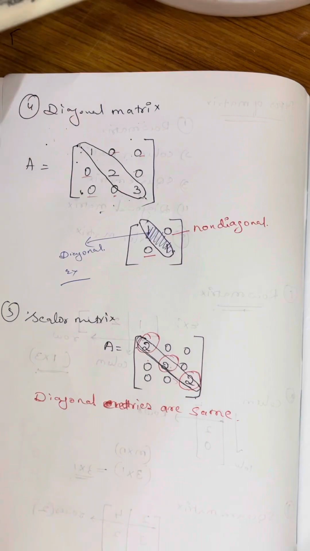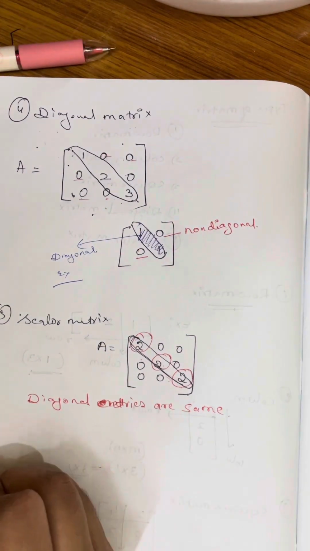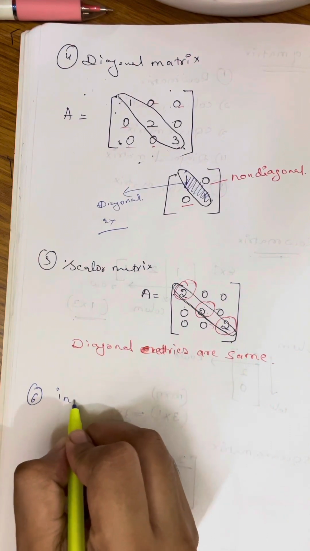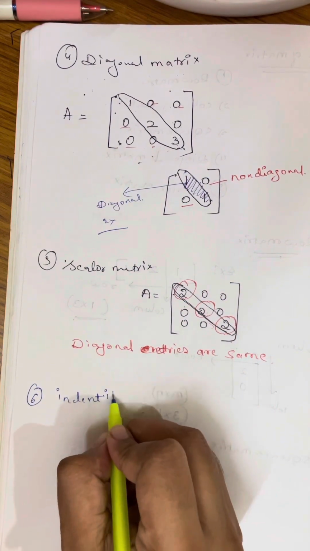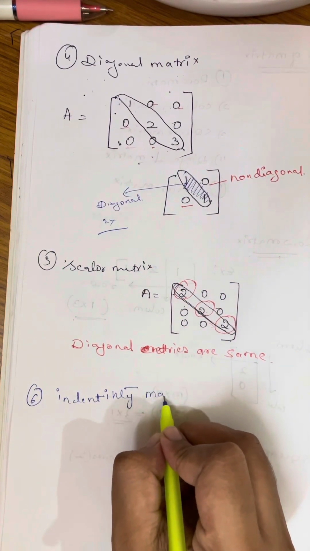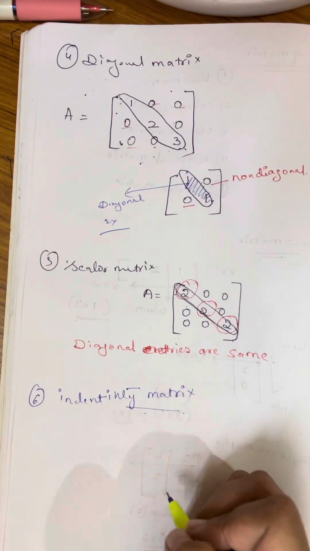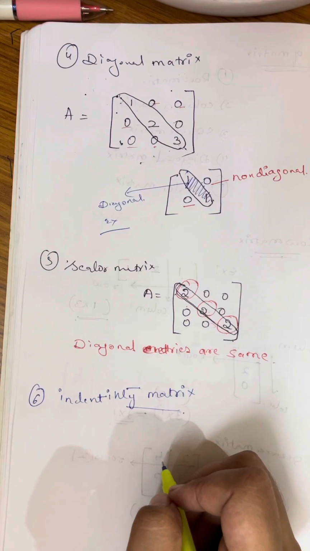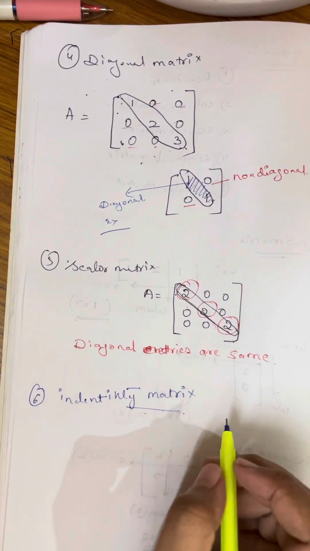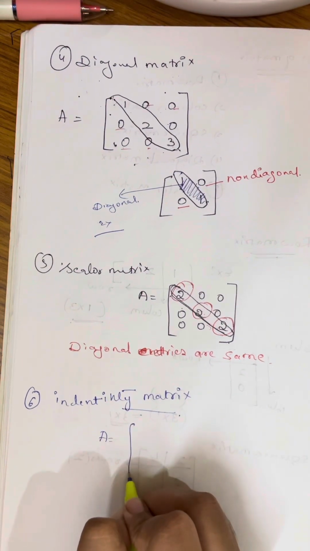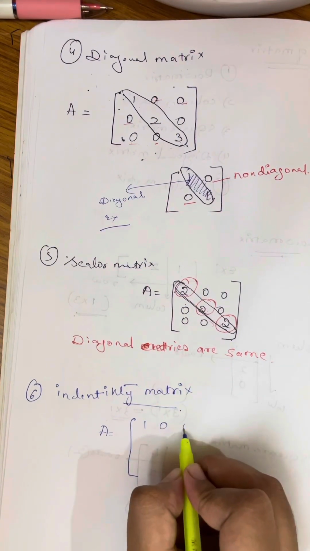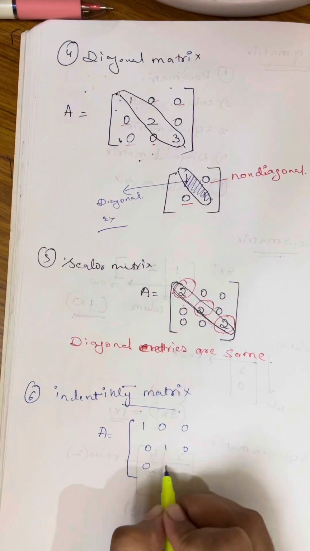Then the last one is the identity matrix. The name itself tells identity matrix. What do you mean by an identity matrix? If its diagonal entries are equal to 1. For example, let's consider one matrix 1 0 0, 0 1 0, 0 0 1.